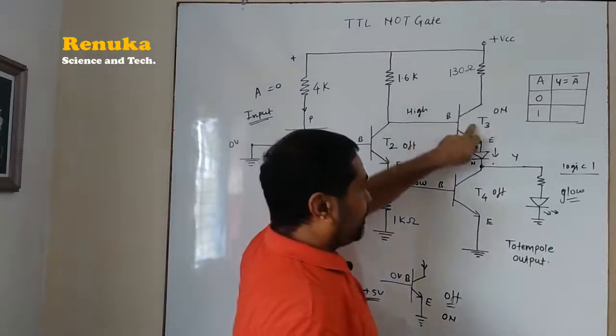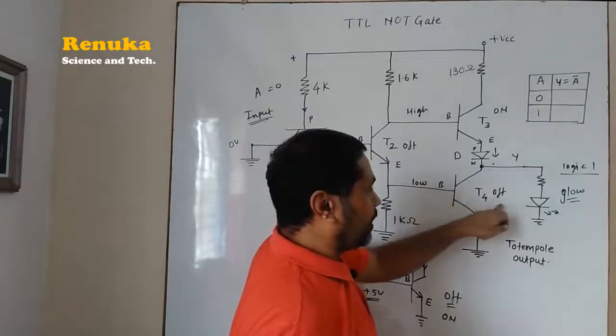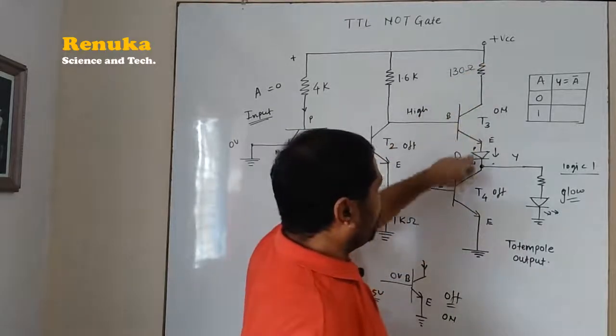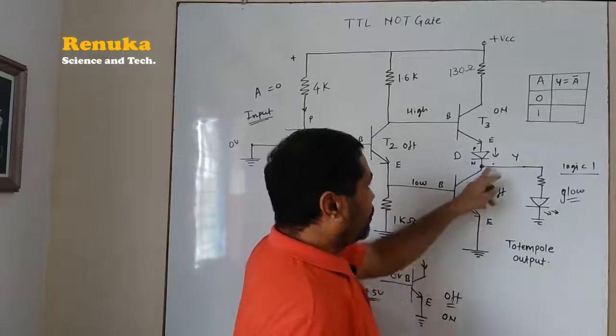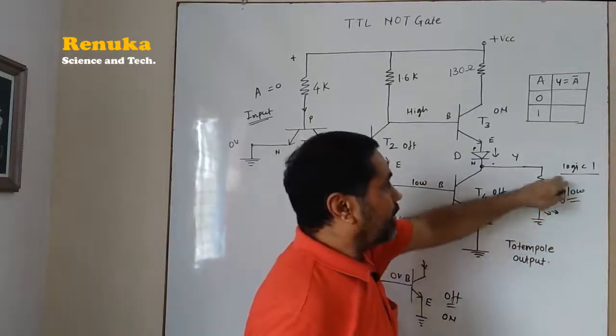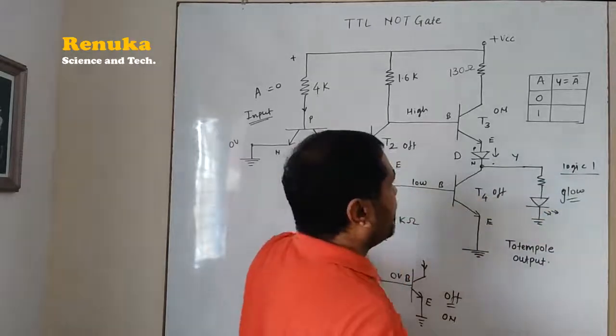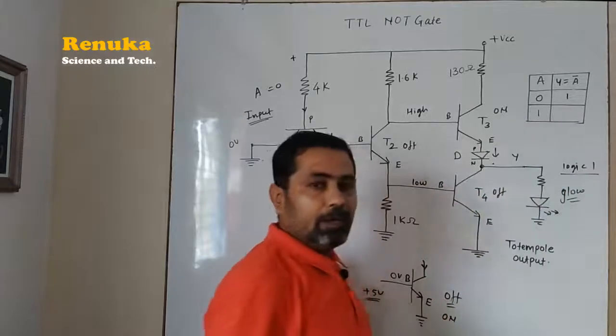High will make transistor T3 on, and low at T4 will make it off. Now this circuit is on, so current is reaching up to this point. No current is sinking towards ground. This current will flow towards the LED, so that is why it will glow, and the output will be logic 1. So here, if input is 0, the output shown by this circuit is logic 1.